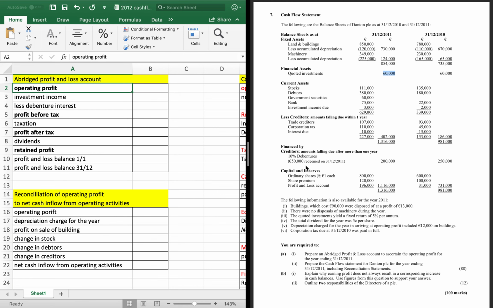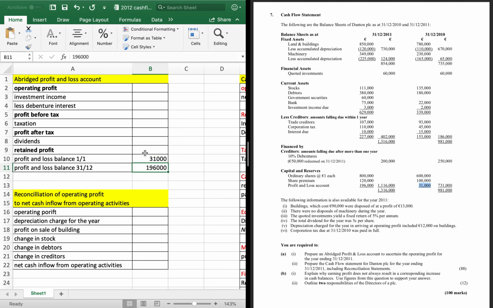We'll start here with the profit and loss balance 31st of the 12th. If we go down to our balance sheet, the profit and loss balance at the end of the year is 196,000, so we put in 196,000 there. You'll see they're positive numbers. The one from last year, profit and loss balance 1st of the 1st, is the profit and loss balance 31st of the 12th from last year. What you have at the start of the year has to be what you end up with. So that's that 31,000.